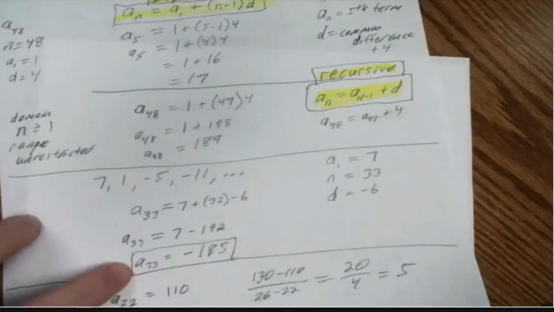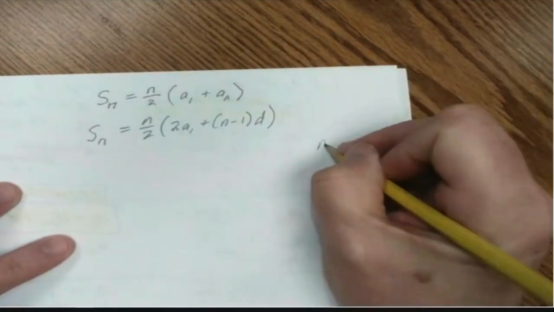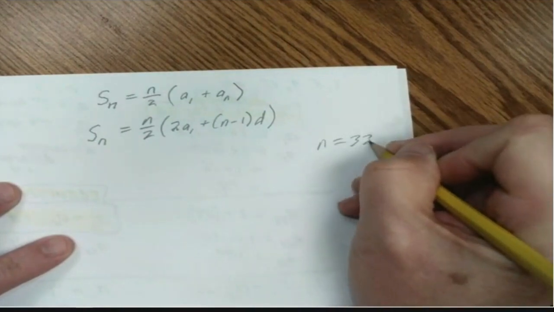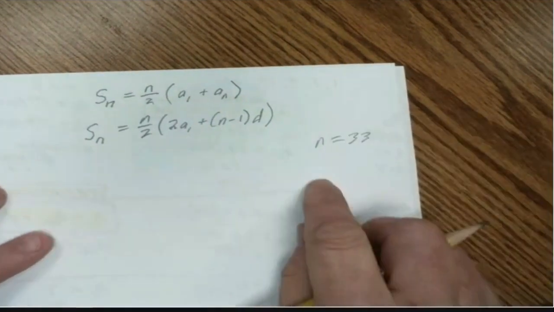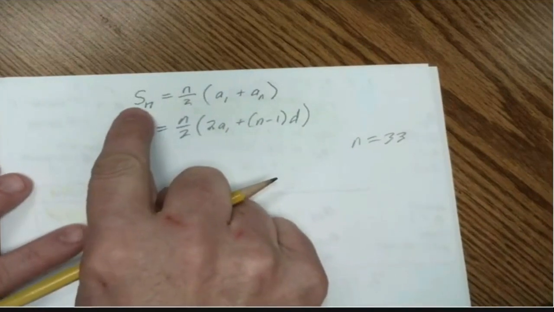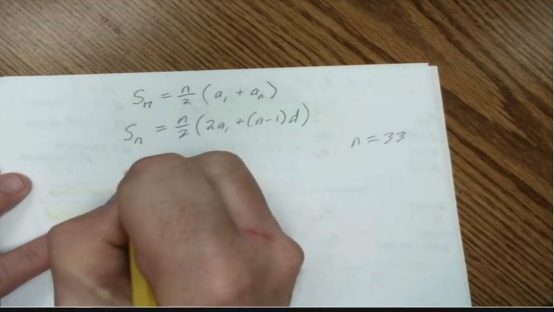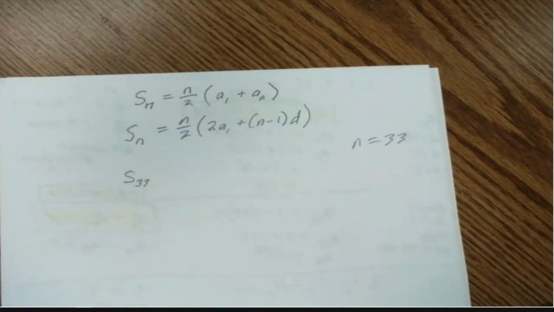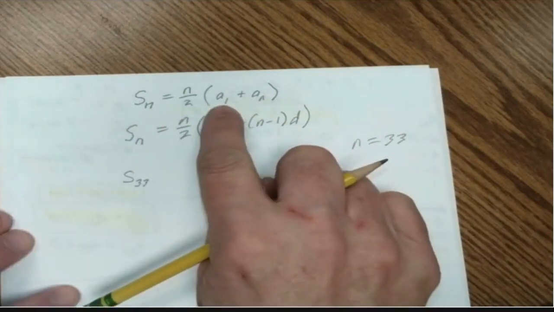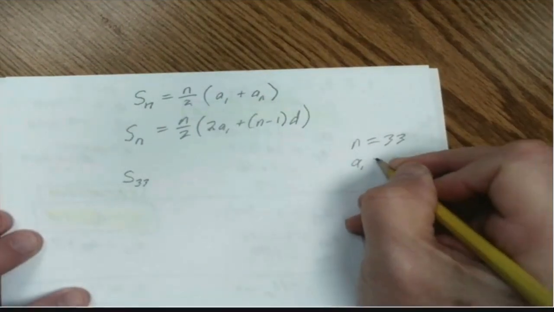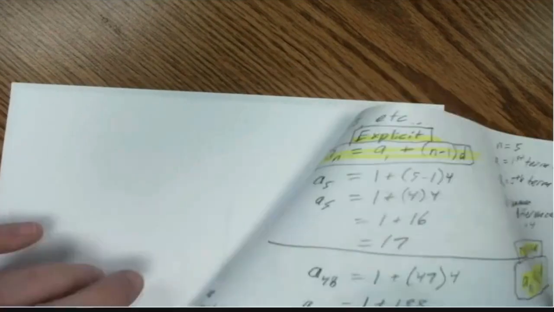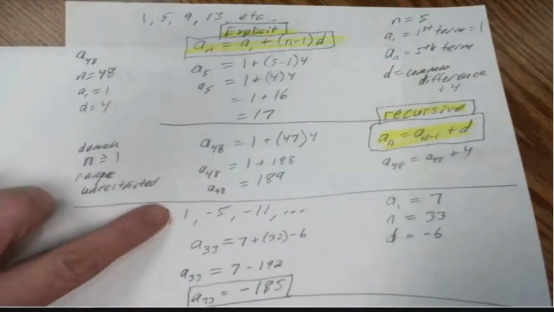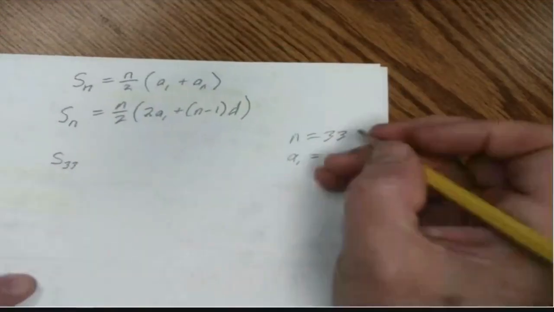Looking back at this sequence we had, where we found the 33rd term of this sequence right here, our N would be 33, because we want to know all the way to the 33rd term, adding everything up. So this would be the sum. S is the sum. So the sum all the way to the 33rd term, from the first term to the 33rd term, and we need to figure out which one of these to use. A1 for our sequence was 7. 7 was our first term, right? So we know what A1 is. It's 7.